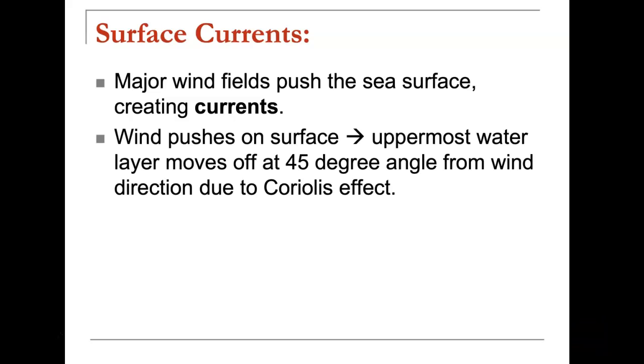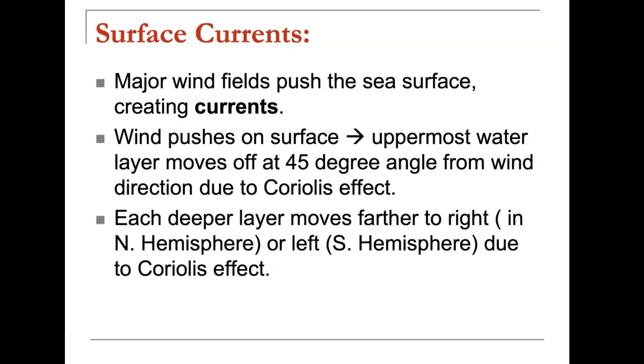And as the wind pushes across the surface of the water, that uppermost water layer is going to move off. But it's not, again, going to move just straight ahead. Because of the Coriolis effect, it's going to move at a 45-degree angle from the wind direction. Pushed 45 degrees to the right in the northern hemisphere, 45 degrees to the left in the southern hemisphere, due to the Coriolis effect.